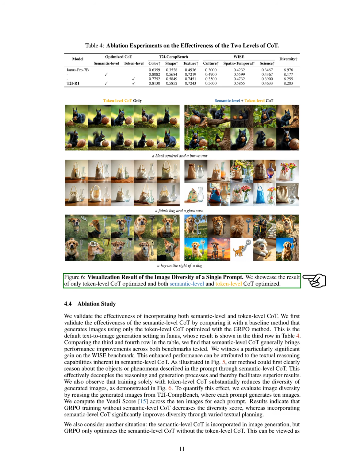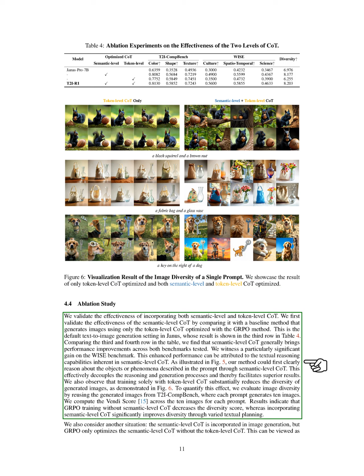In the ablation study, we validate the effectiveness of both semantic-level and token-level chain of thought, CoT. We first compare the semantic-level CoT with a baseline that uses only token-level CoT optimized with the GRPO method. The results show that semantic-level CoT generally improves performance across both benchmarks, with significant gains on the WISE benchmark due to its reasoning capabilities. Our method effectively reasons about the objects or phenomena in the prompt, enhancing the reasoning and generation processes for better results.